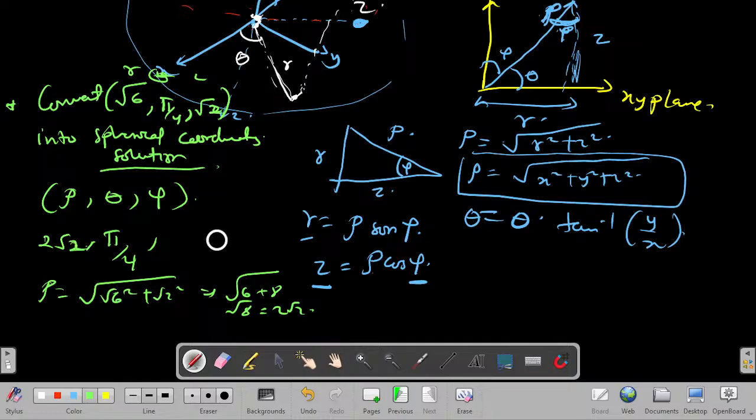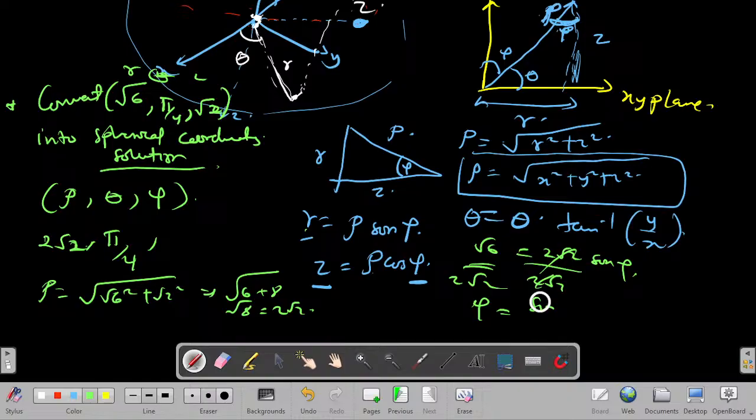To find the phi, we simply come to this because we have our r, we have rho. We can find phi. So what's my r? Root 6 is equal to my rho, 2 root 2, sine phi. Divide through by 2 root 2, and I cancel. So phi is equal to sine inverse of the expression root 6 over 2 root 2. That gives you the answer. And that is all about conversion.